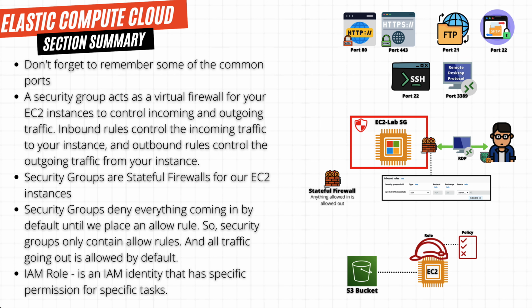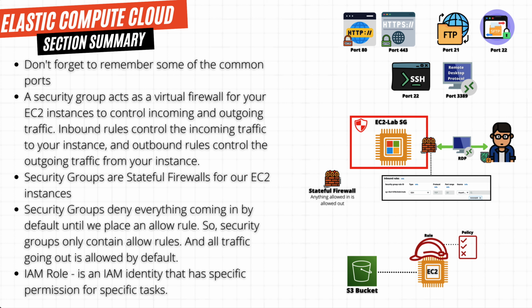Let's quickly move on to the common ports in AWS security groups. We used SSH on port 22 to SSH into our EC2 instances. And that port is also used for SFTP, or Secure File Transfer Protocol. Remember that port 3389 is for Remote Desktop Protocol, or RDP, for our Windows instances. The other common ports are port 80 for HTTP and port 443 for HTTPS, or Secure HTTP.